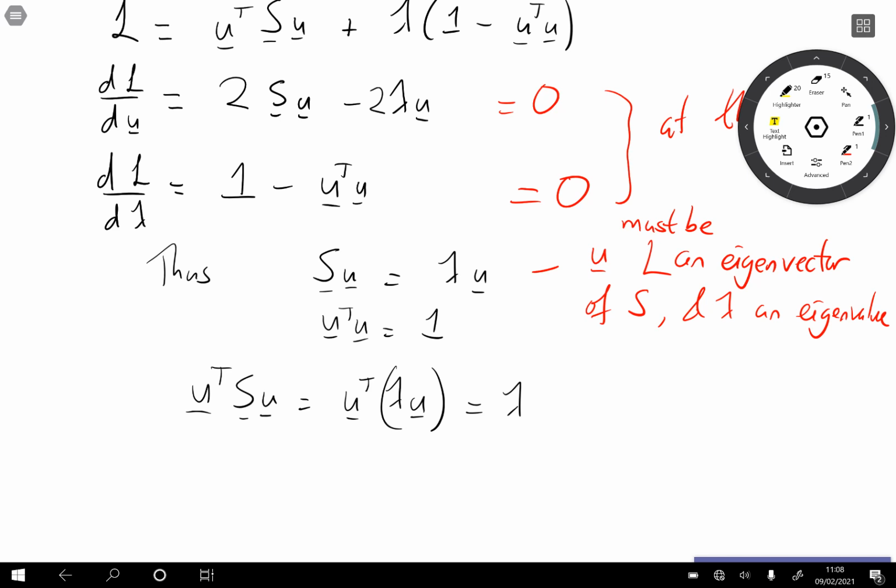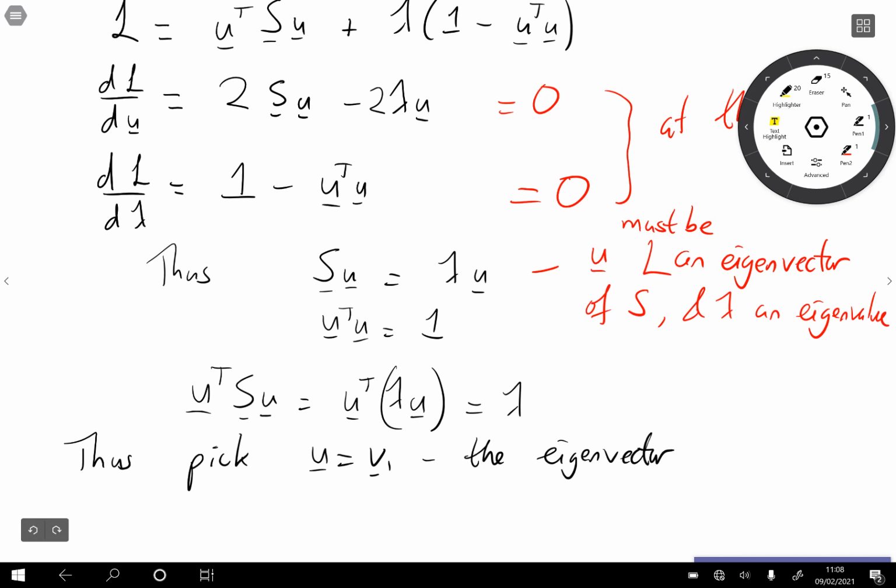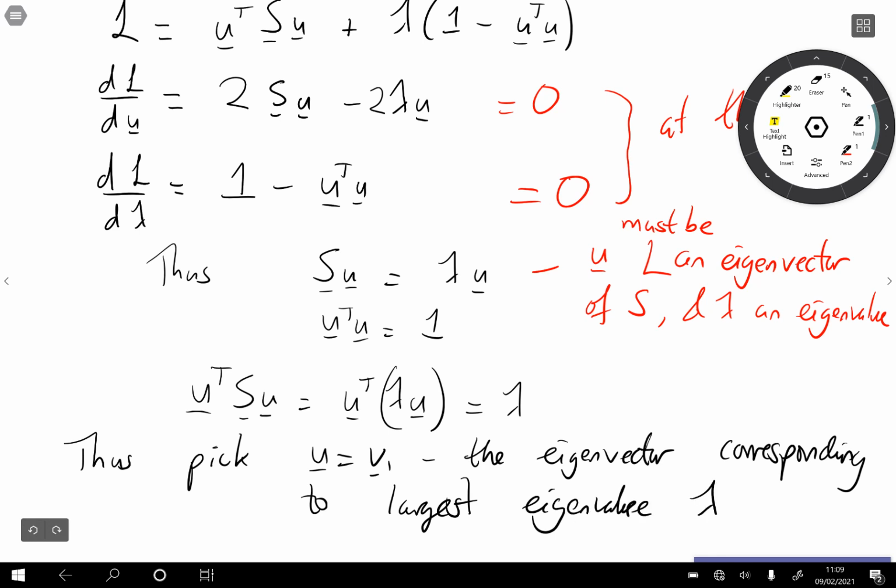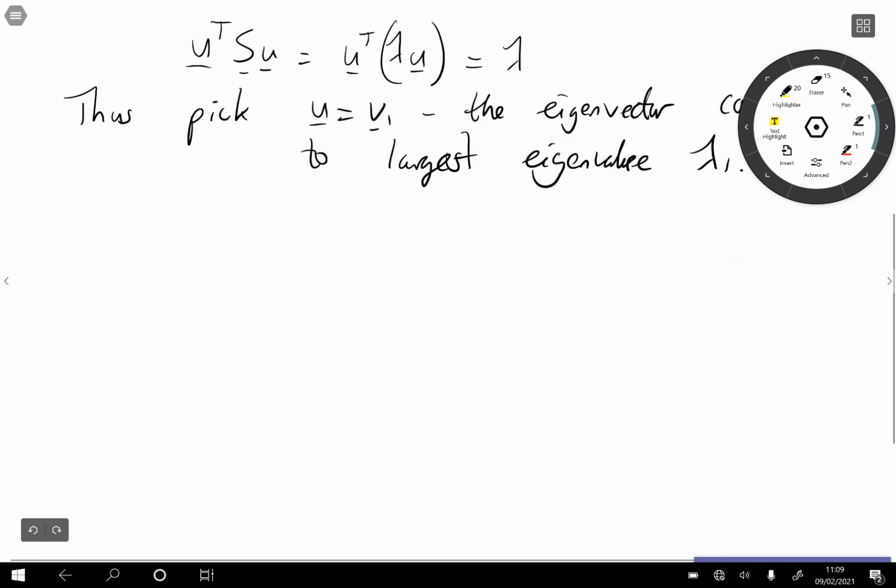So we haven't said which eigenvector to pick yet, but this objective tells us we want to maximize this. And so the way we maximize it is by picking the largest eigenvalue. Okay? So thus pick u equal to v1, the eigenvector corresponding to the largest eigenvalue, lambda 1. Okay, so that has proved the part of the statement for j equals 1.